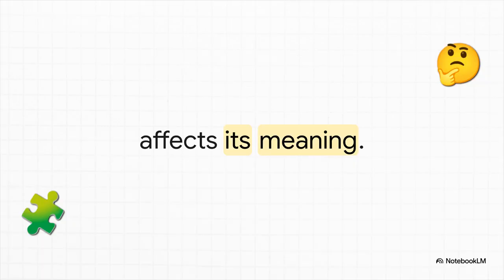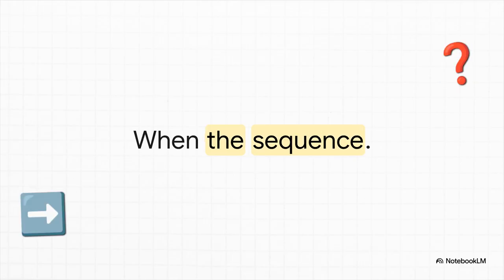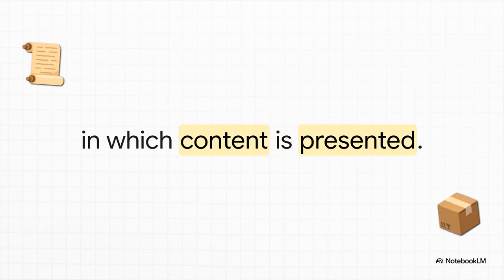Okay, so first up on the screen, we have this phrase, "affects its meaning." Kind of hanging there, right? Doesn't give us much to go on. Let's add another piece to the puzzle. The next part is, "when the sequence." Okay, the words are starting to show up, but it's still a jumble. It doesn't quite make sense yet, does it? And here's our final piece, "in which content is presented."